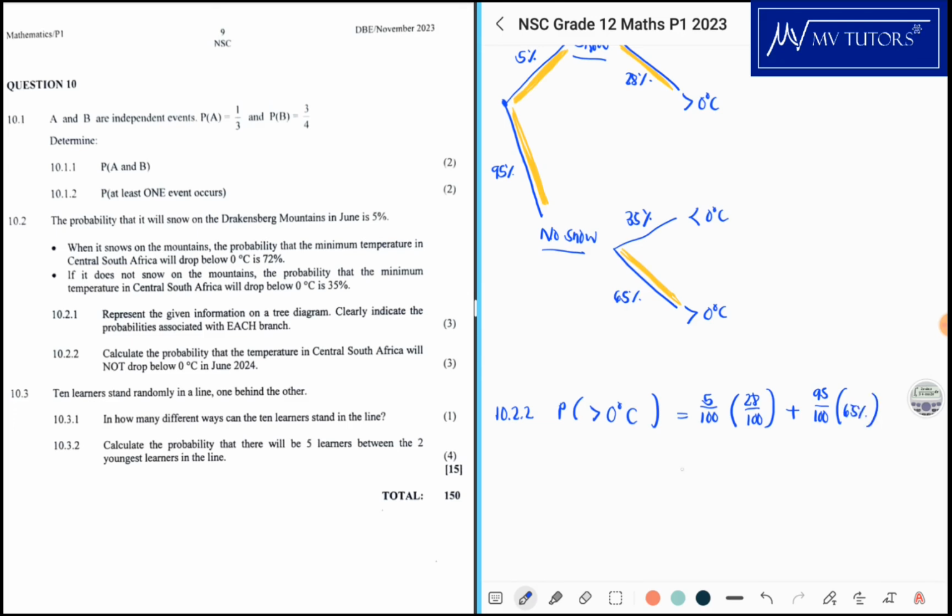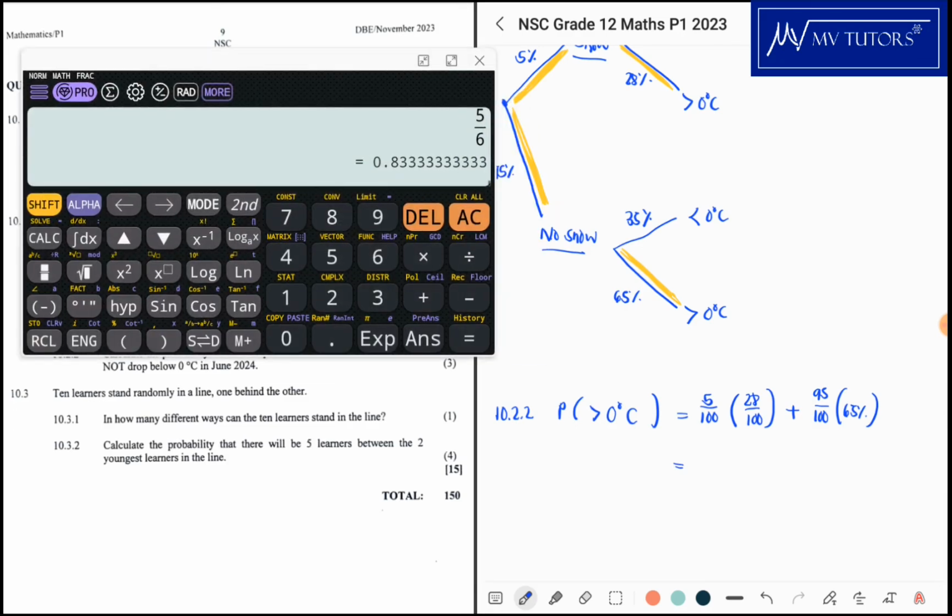Or 65 over 100. It's all good. So now let's see. We have 5 over 100 multiplied by 28 over 100 plus 95 over 100 multiplied by 65 over 100. And we get 0, let's just make it a percentage. So multiply by 100. So we're going to get 63.15%.